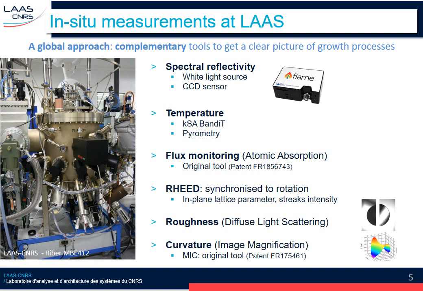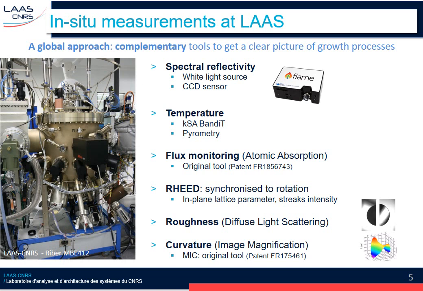In this MBE machine, we have a spectral reflectivity with a white light source and a CCD spectrometer. We monitor the temperature with a k-Space BandiT, which allows us to follow the band gap of the material and infer the temperature out of it. We constantly measure the fluxes with an atomic absorption tool. We use a RHEED also in this machine constantly, even if the sample is rotating, as the RHEED tool is synchronized to rotation. And during synchronization, we can access the in-plane lattice parameter and streak intensity. I will show you this tool by the end of the talk.